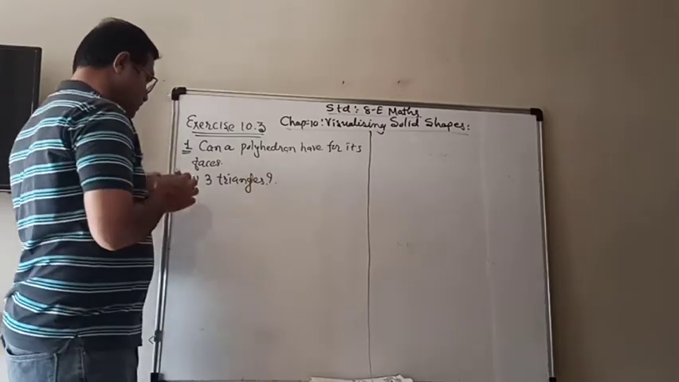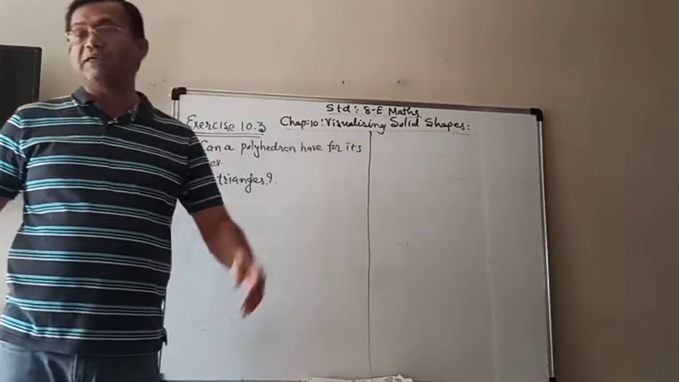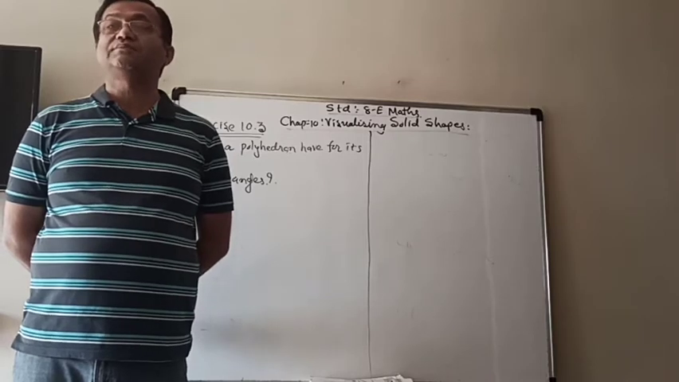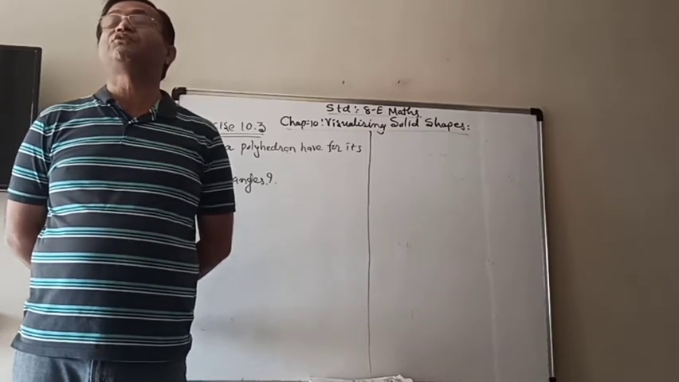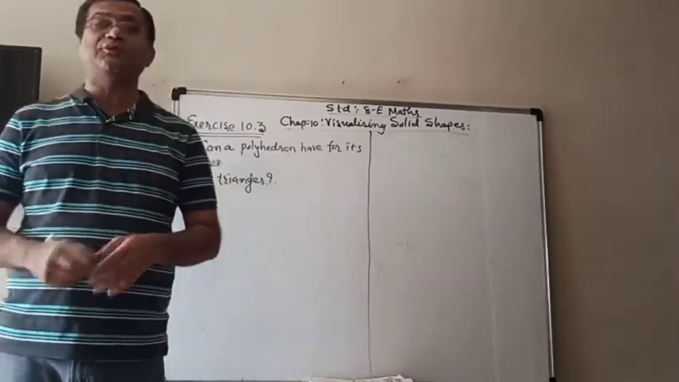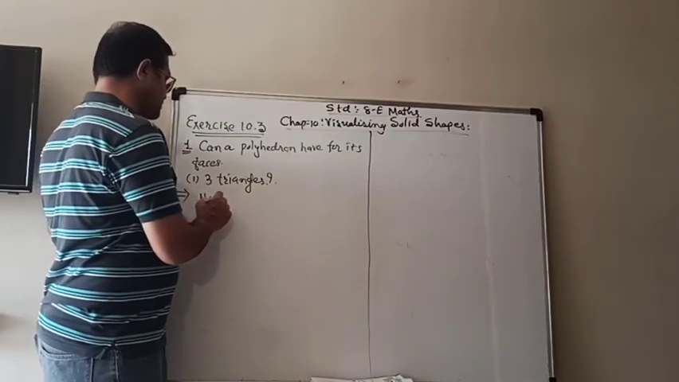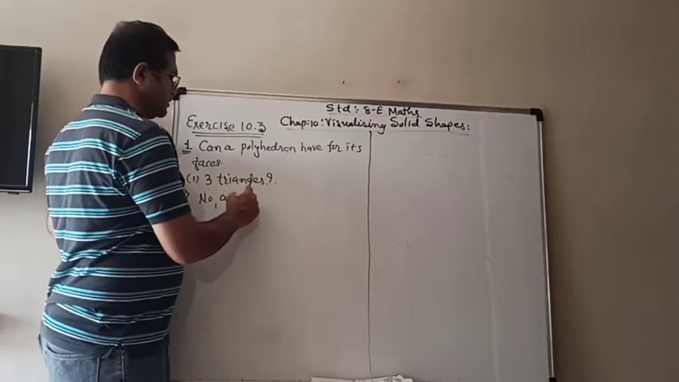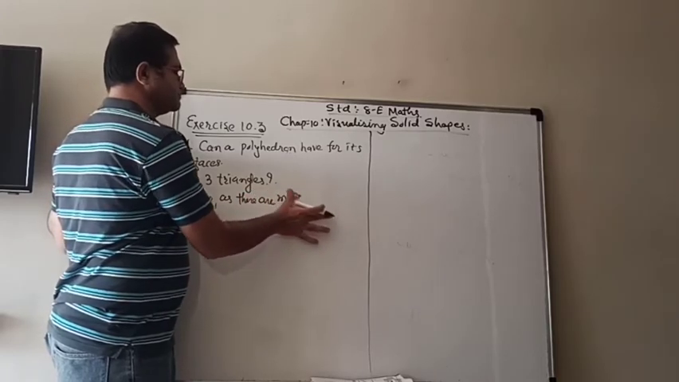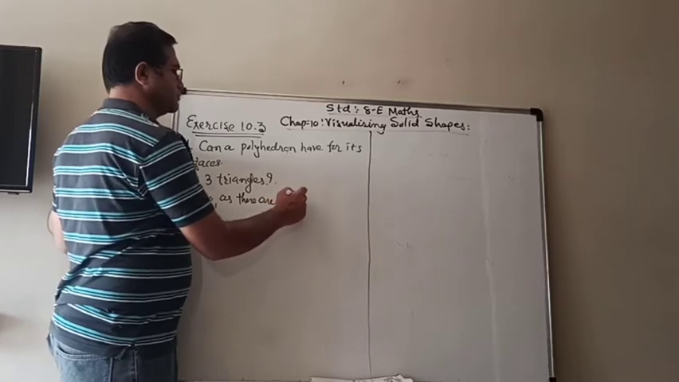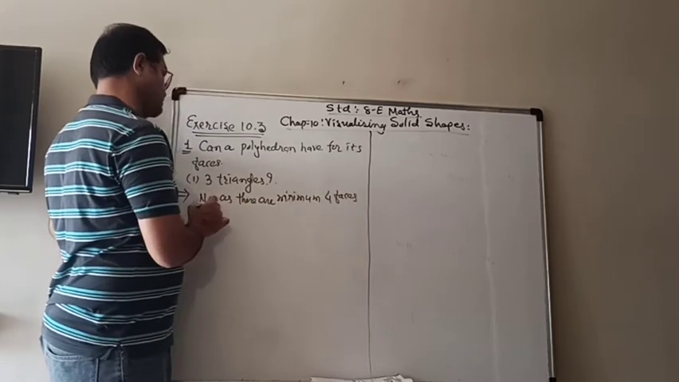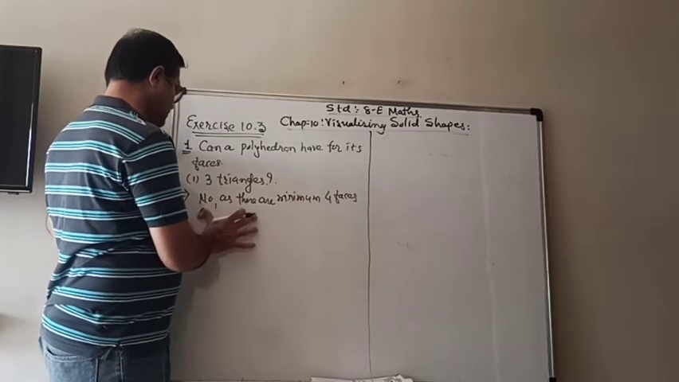Now, if you notice the polyhedron, all of them, you can see that they can have only a minimum number of faces, which should be 4. So, only with the 3 triangles it is not possible. So, you can write down no, as there are minimum 4 faces in a polyhedra.